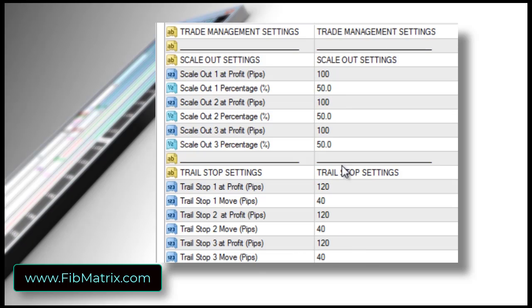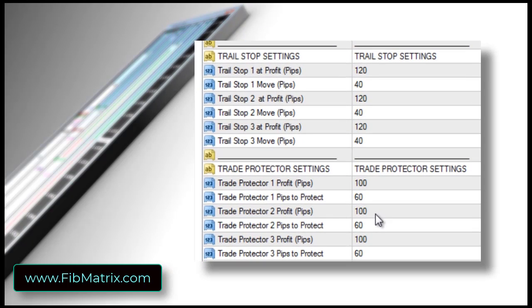And then, I'll tell you, the trade protector is just a one-time stop move. So if you're up 10, you want to move it to +6, you did it, and that's it. That's all the trade protector is, a one-time move of the stop. It's just to protect a trade that's in profit.